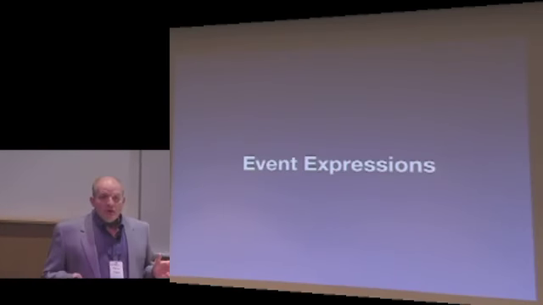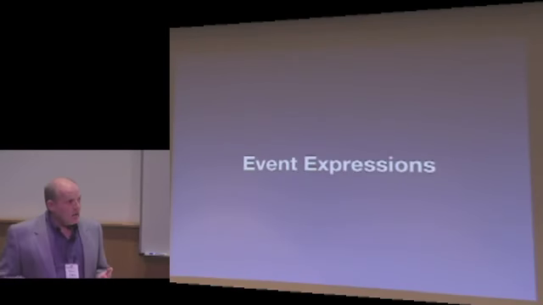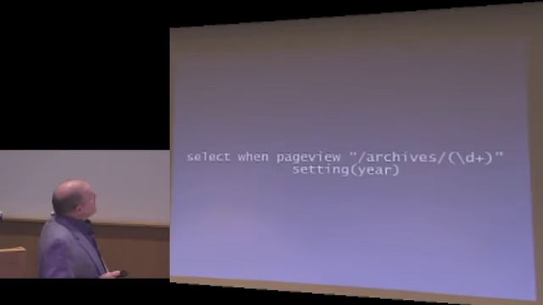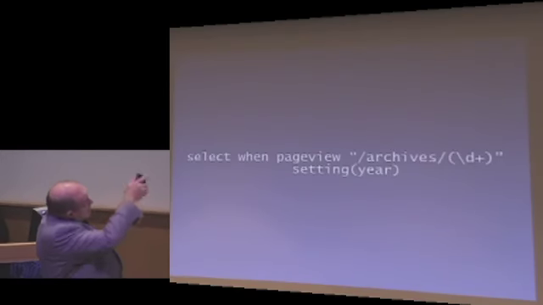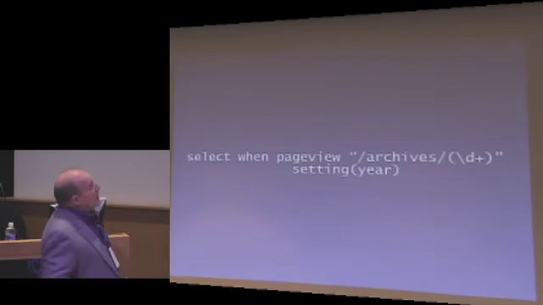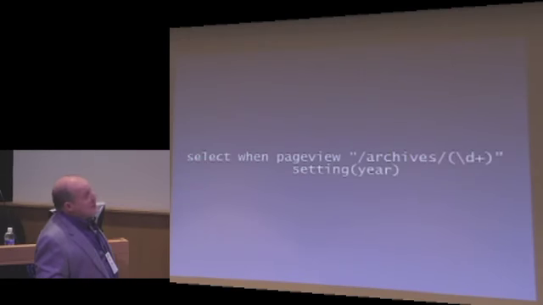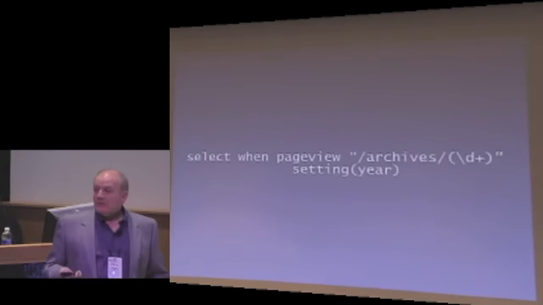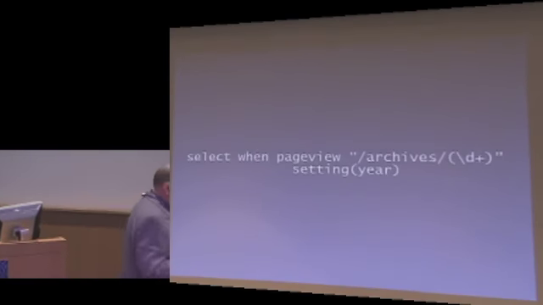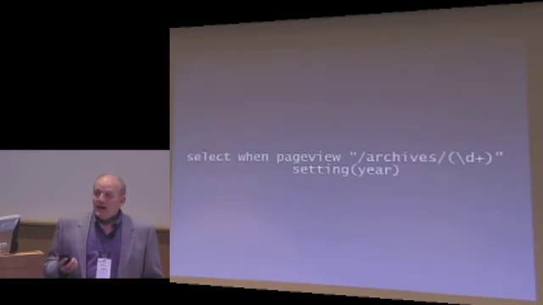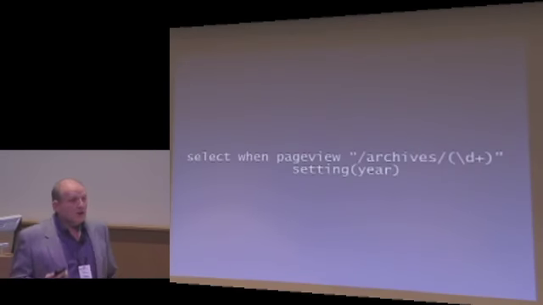The event language that we are releasing today, it's actually live, is much more complex than that and much more expressive. So for example, instead of select using, you can say this. Select when page view and then the regular expression, and you can set the variable year based on the capture out of the regular expression. So this is essentially exactly the same as if you'd said select using. There's no difference semantically. But in addition to primitive events like page view and change and other things, we also can create event expressions.